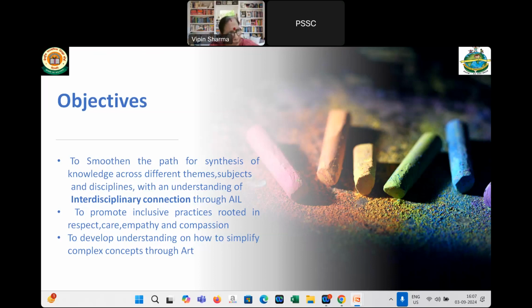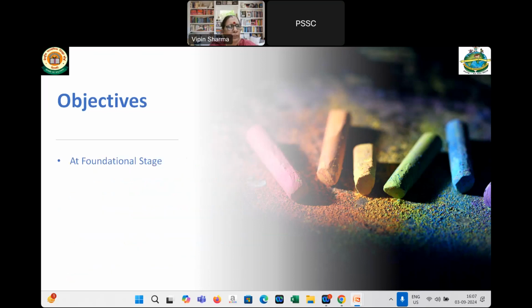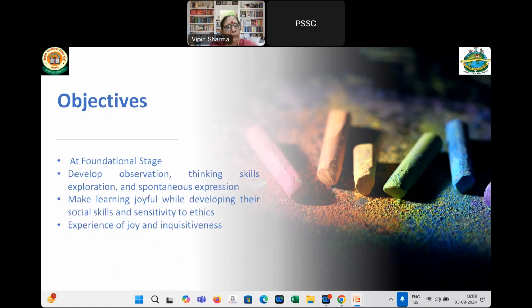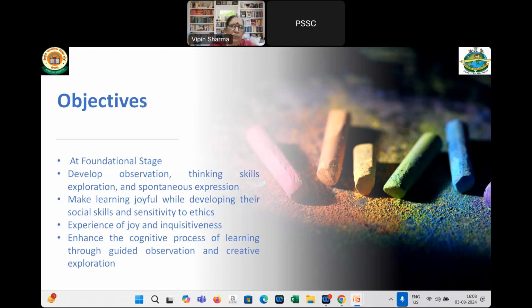Okay, so definitely art integrated learning will enhance creativity in children. Enable integration of art in various aspects of life. At the foundational stage, develop observation, thinking skills, exploration, and spontaneous expression. Here, I would like to suggest that at all the four stages that I'll be talking about, let us develop the various skills of children, how they develop.